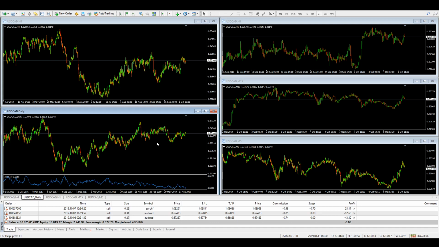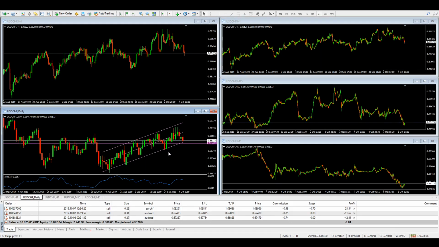USD CAD, no, too choppy. And USD CHF, bullish, but wrong type of candle. Would need a reversal candle off of this type of level. This candle's too big, similar to the other one that we looked at like this. Need a smaller candle for entry. Need this to close first of all, and then we need a better candle for the context of entry. So I'd pass on this.